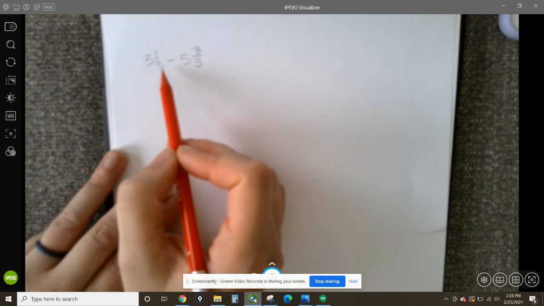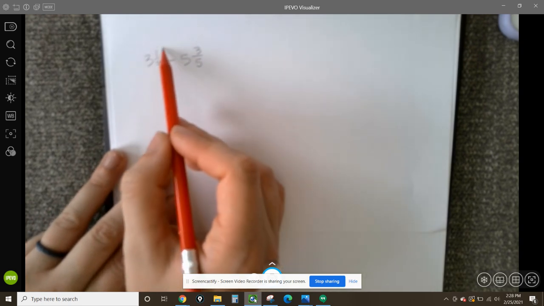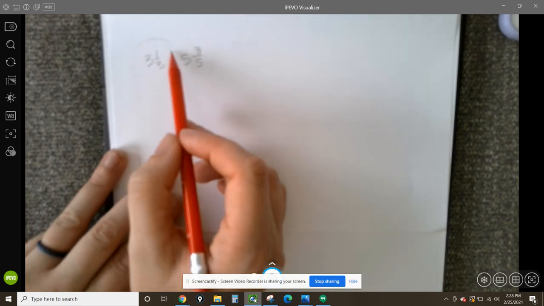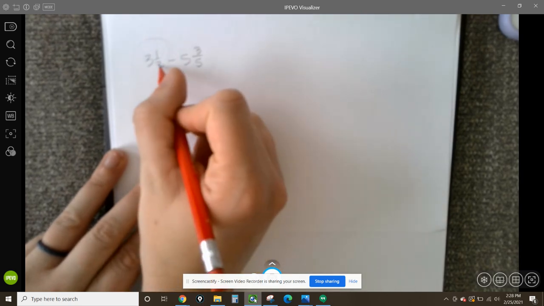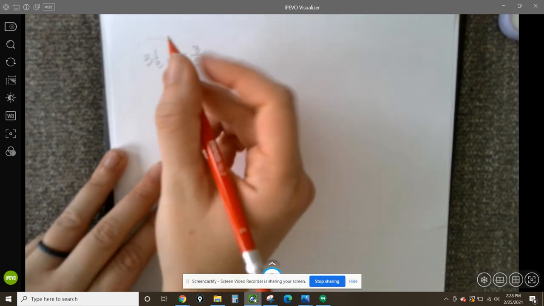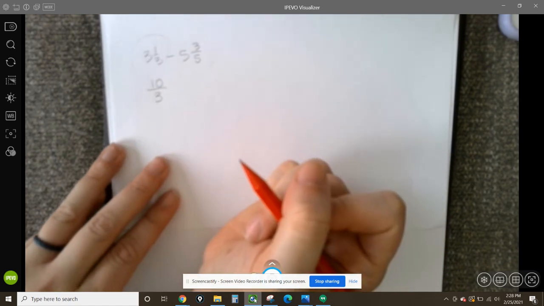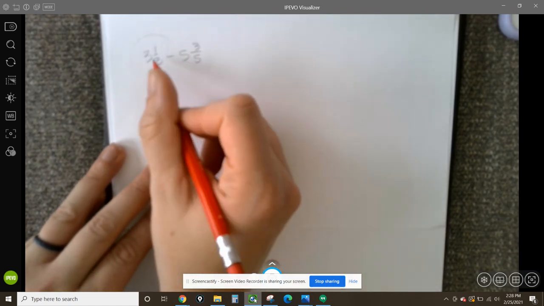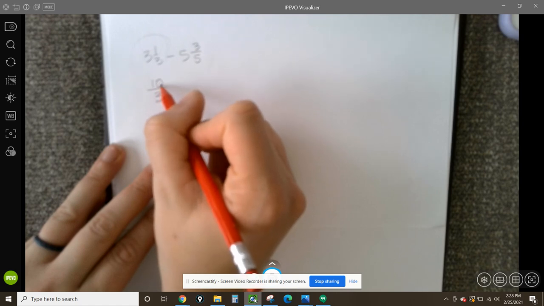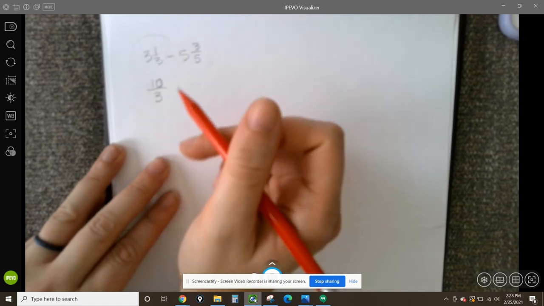So turning them into improper fractions, what that means is 3 1/3. There's another way to write that. We go 3 times 3 is 9, plus 1 is 10. So this is the same as 10/3. Okay, so I didn't change the value. I just changed the way I wrote it. 10/3 is the same as 3 1/3.